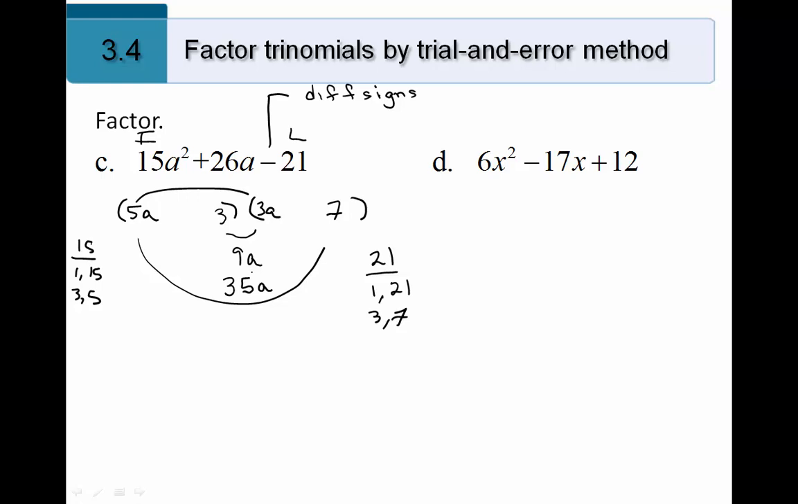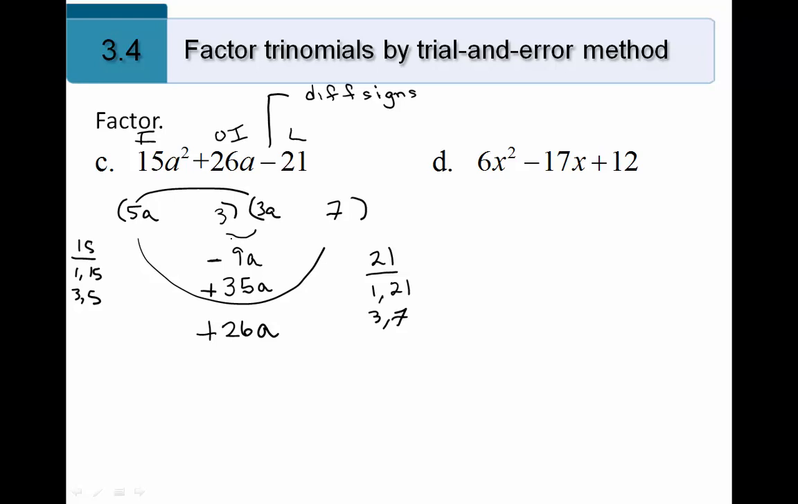Now, what does this have to add up to? Well, your outer and your inner have to add up to positive 26a. Well, as long as your signs are different, because recall when your signs are different, you subtract, they will. If your 35 is positive, minus 9, that will work out nicely.